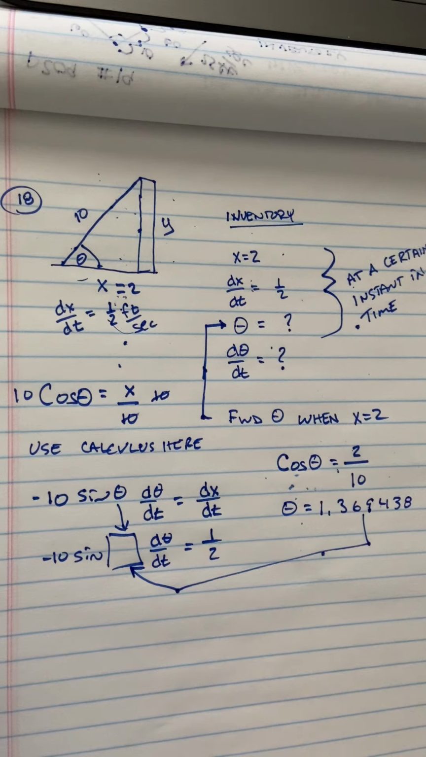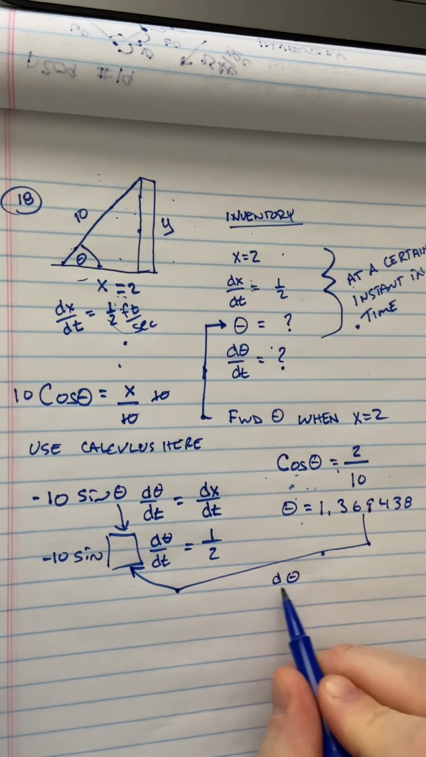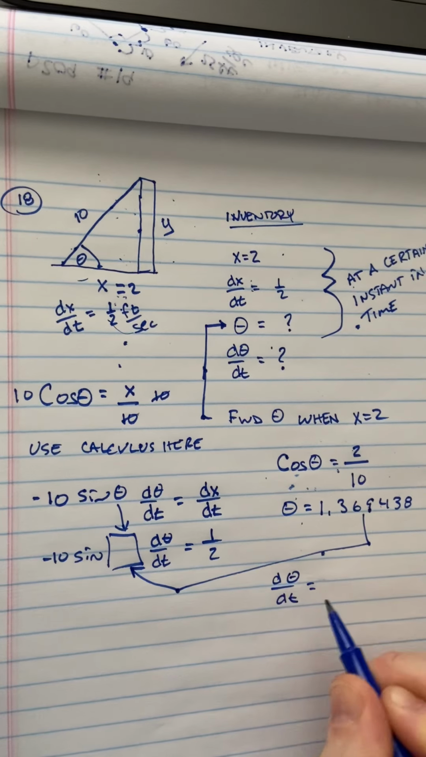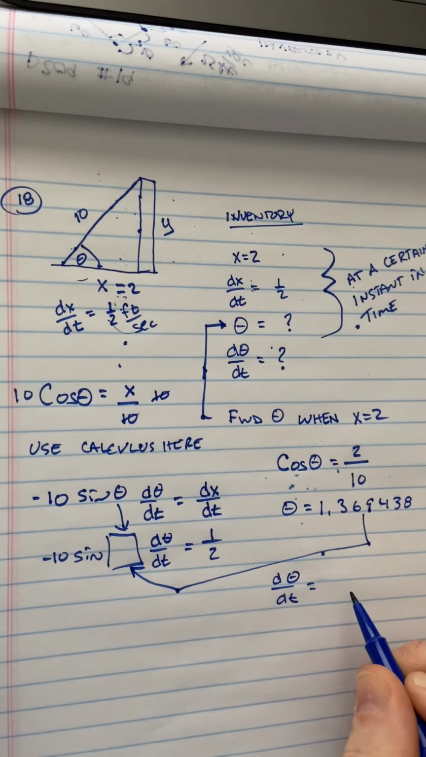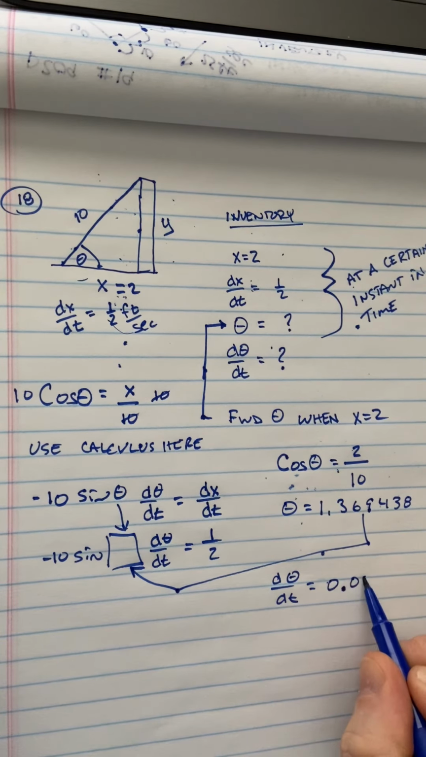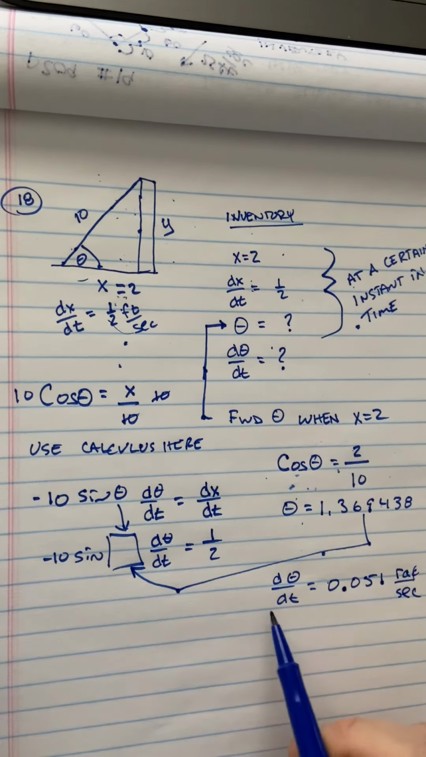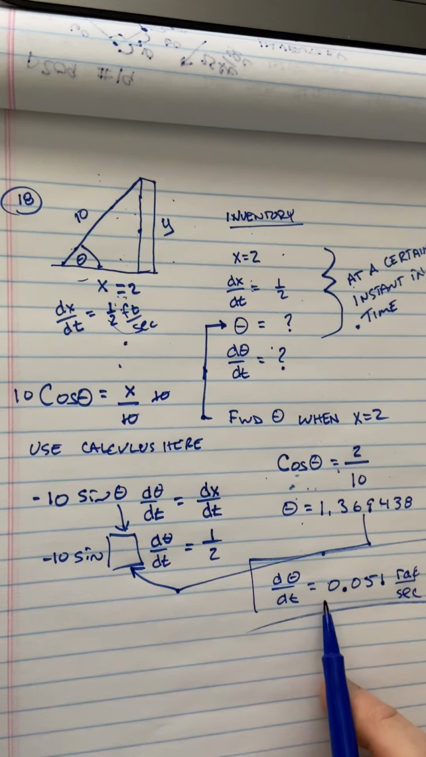When you shove that in for theta and solve, d theta dt for me came up rounded to the nearest 3 decimal places, radians per second. Now, mine actually came up to be negative.